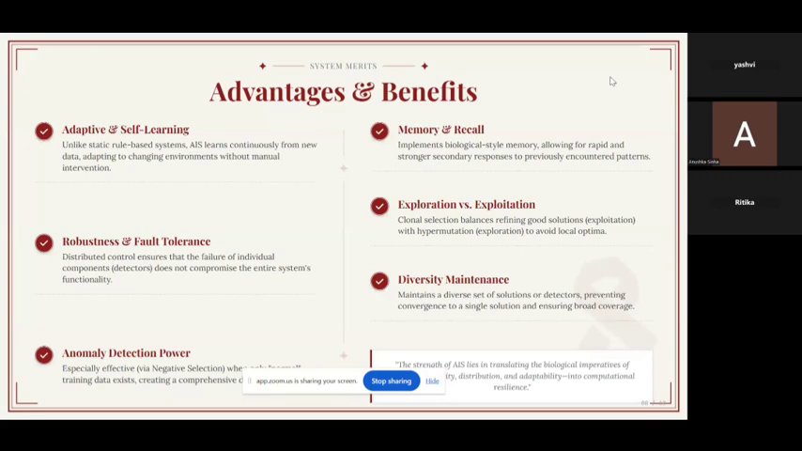Third is robustness and fault tolerance. Even if some detectors fail, the system still works. It's distributed, so no one failure crashes the entire system.